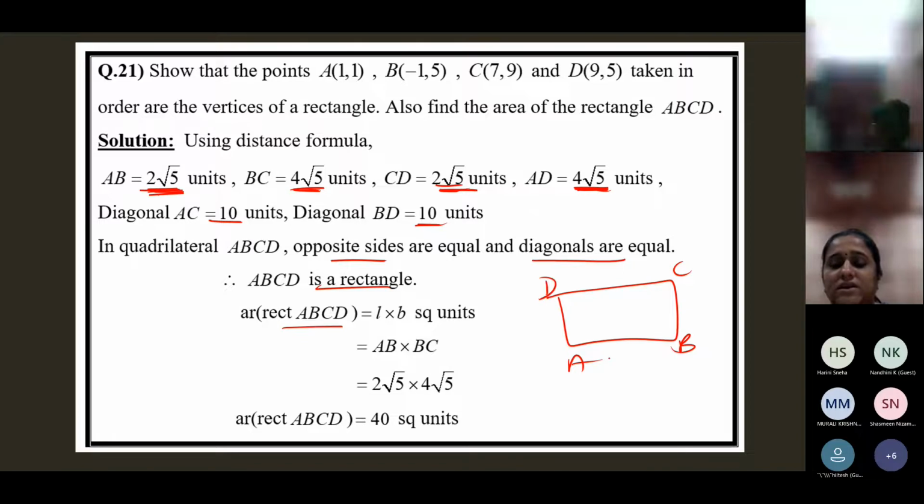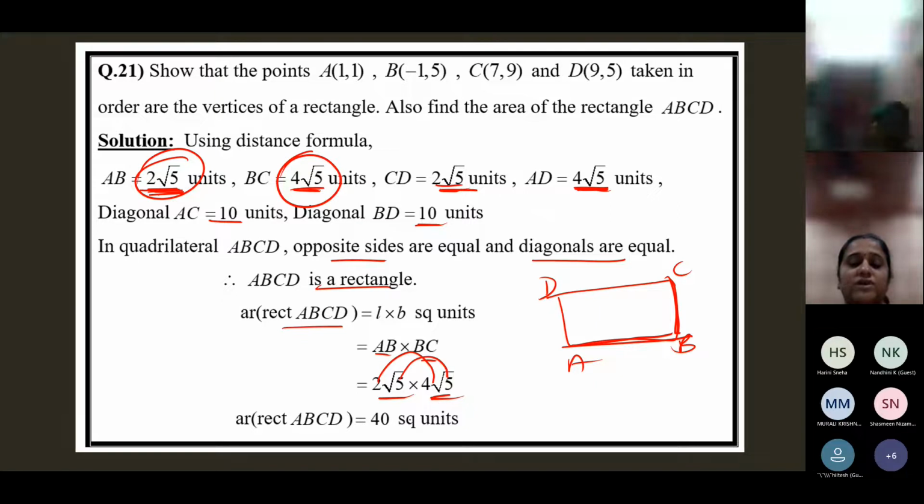ABCD is a rectangle. AB into BC, length into breadth. How much is AB? 2 root 5. And how much is BC? 4 root 5. So 2 4s are 8, and root 5 into root 5 is 5. 8 5s are 40.